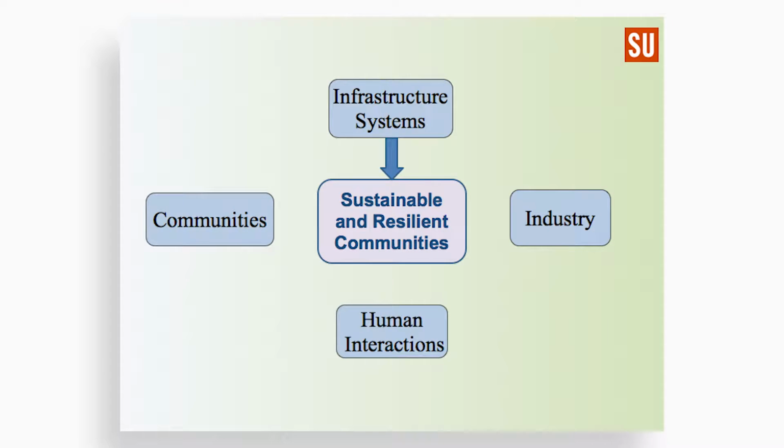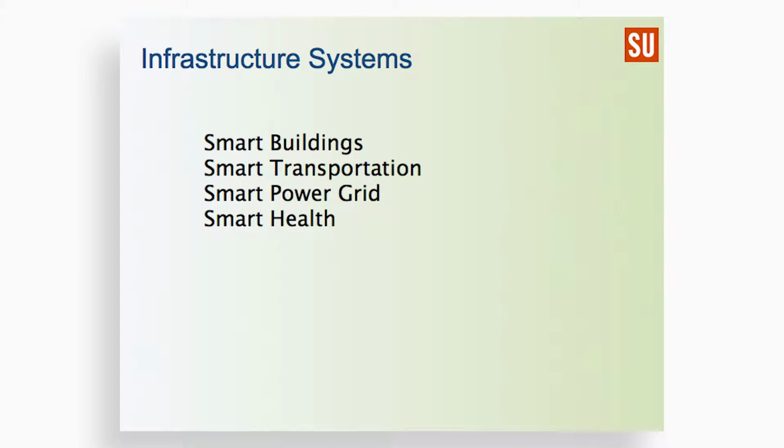At NSF, there were a number of programs designed to address many of these issues. I'm going to walk through a sequence of them to give a flavor. The first one was looking at infrastructure systems: how do you look at infrastructure systems and guide their development towards things which are useful to us in building sustainable and resilient communities? If you look at infrastructure systems, the things that come to mind are smart buildings, smart transportation. They're smart in front of everything, right?